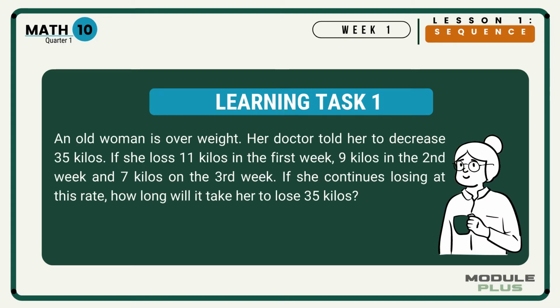An old woman is overweight. Her doctor told her to decrease 35 kilos. If she lost 11 kilos in the first week, 9 kilos in the second week, and 7 kilos in the third week, and she continues losing at this rate, how long will it take her to lose 35 kilos? You must fill out the table in your module to get the answer.